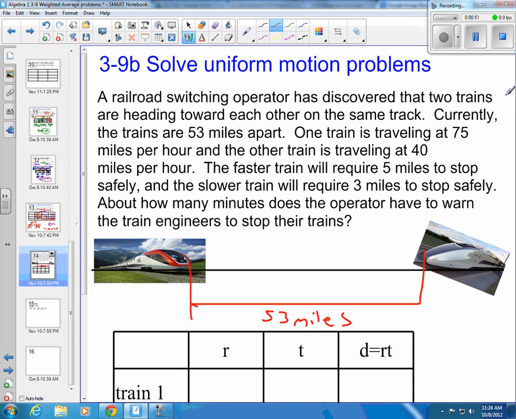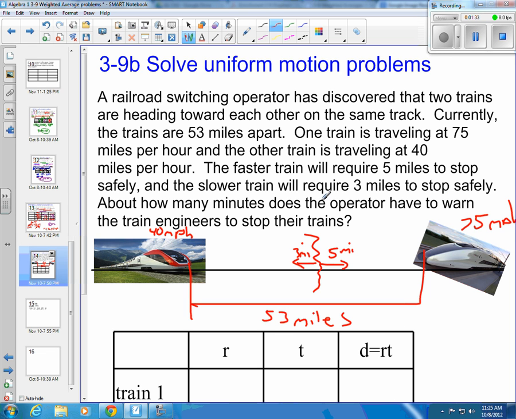Okay. They are headed towards each other. One train is traveling at 75 miles per hour, and the other train is traveling at 40 miles per hour. So let's make this one the 75 miles per hour, and this one will be the 40 miles per hour. The faster train will require 5 miles to stop. So somewhere in the middle we're going to crash. This one needs 5 miles. And the slower train requires 3 miles to stop. So this one requires 3 miles.